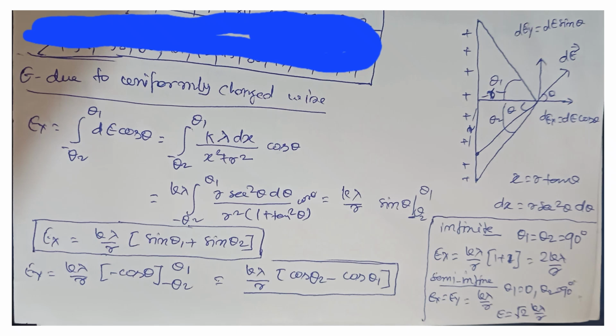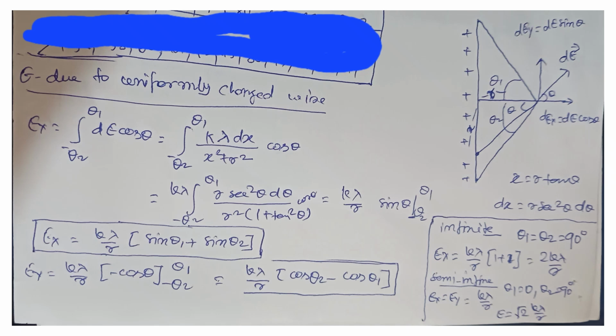Similarly, you can find the Ey component in the same manner, using dE sin theta only, and integrate from minus theta 2 to theta 1. The output will be k lambda by r times cos theta 2 minus cos theta 1. Very simple. Now finally, to find the field intensity E, it will be the square root of Ex square plus Ey square.